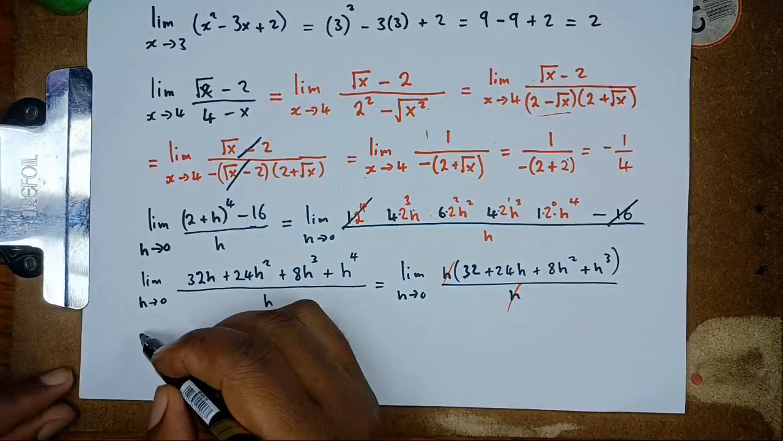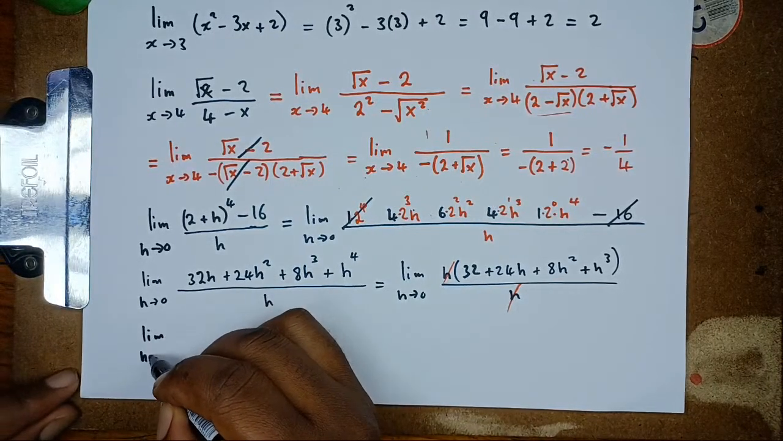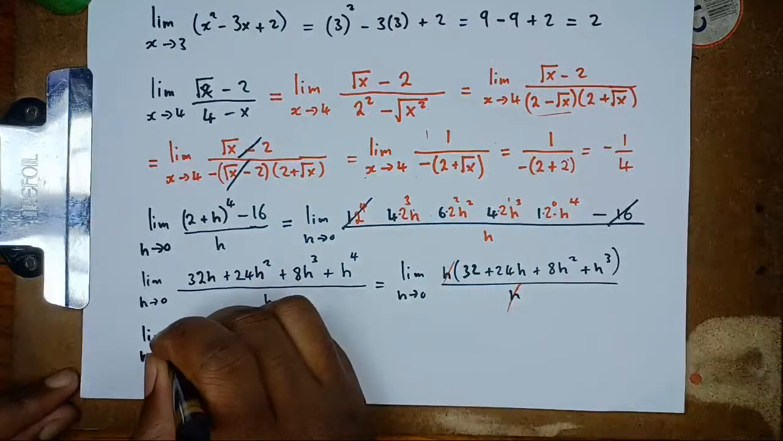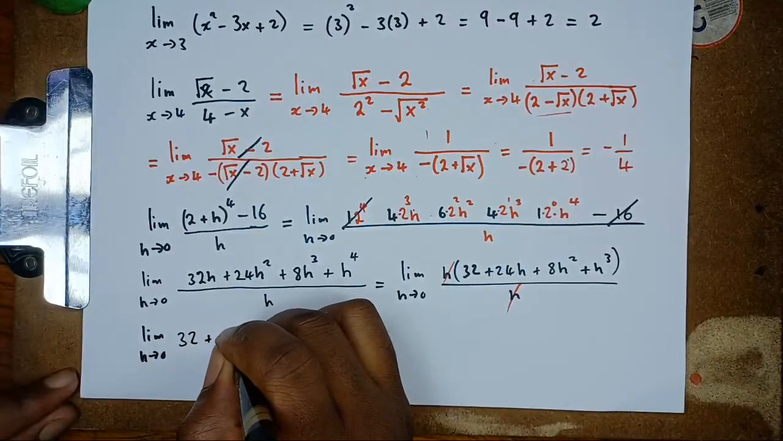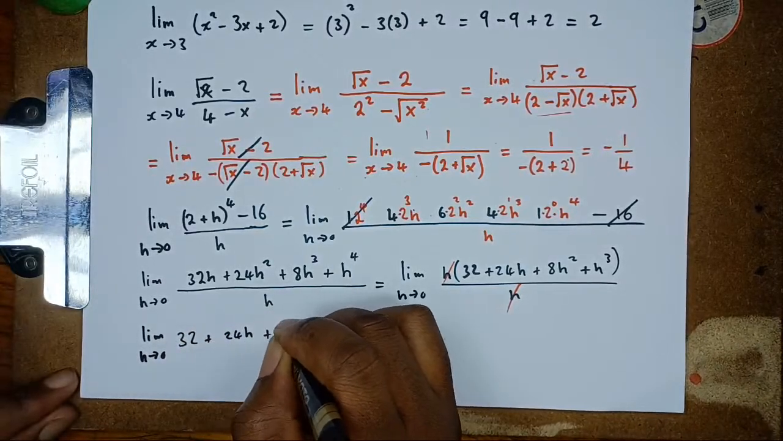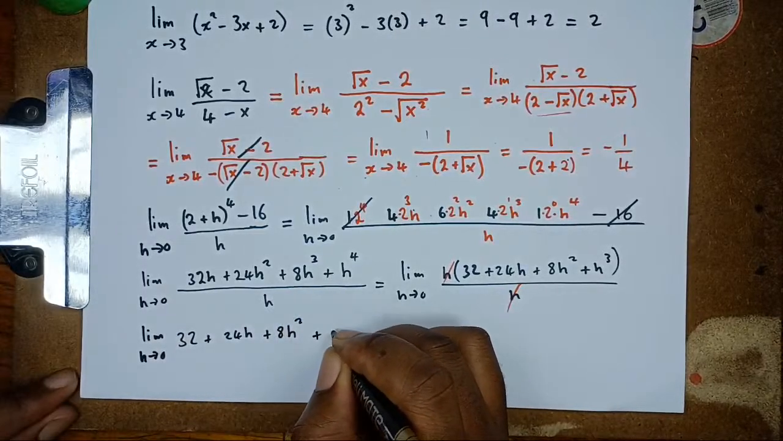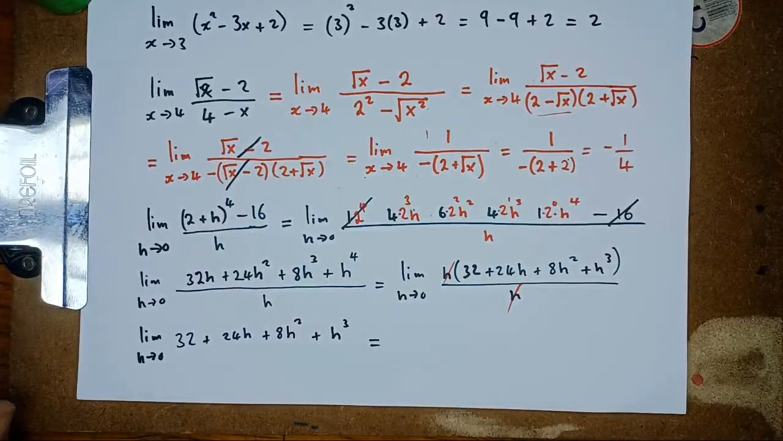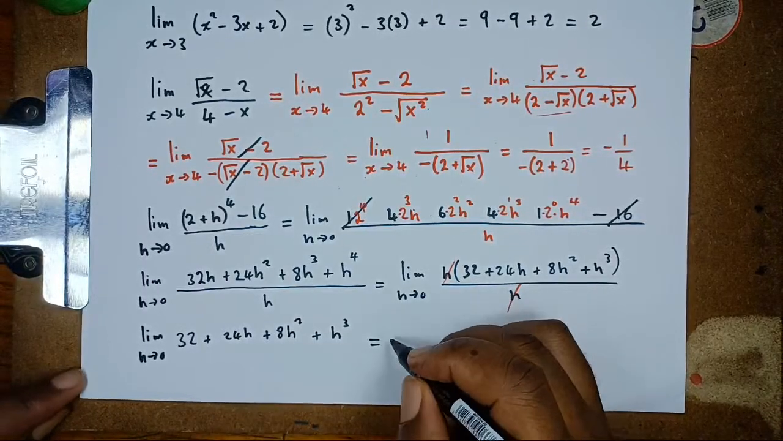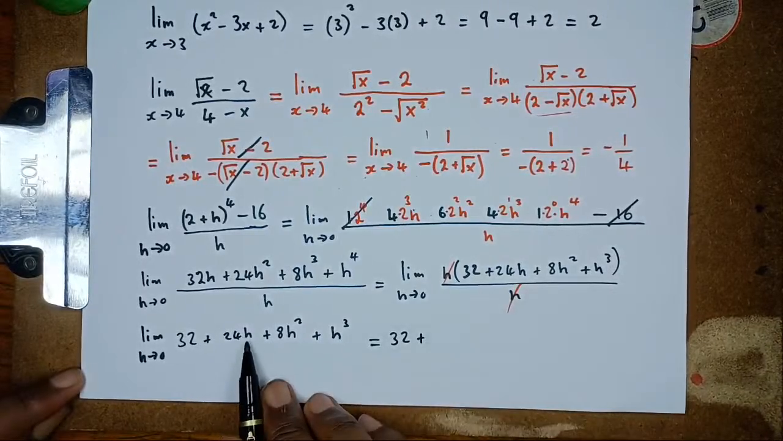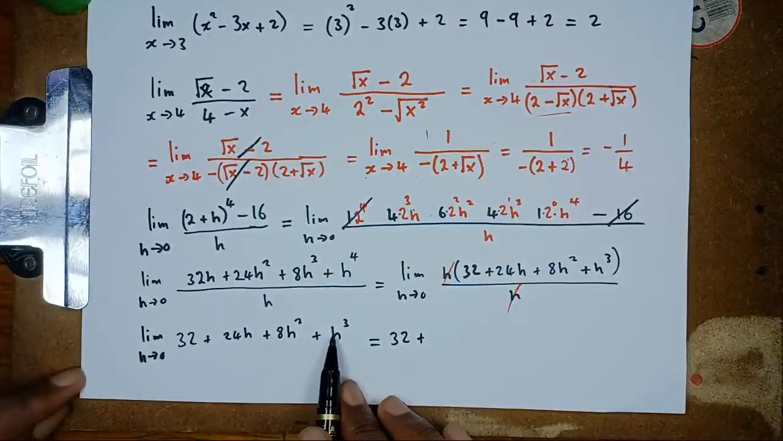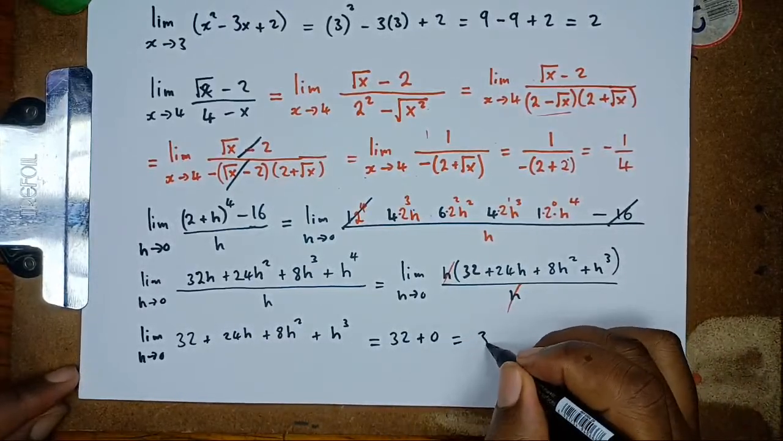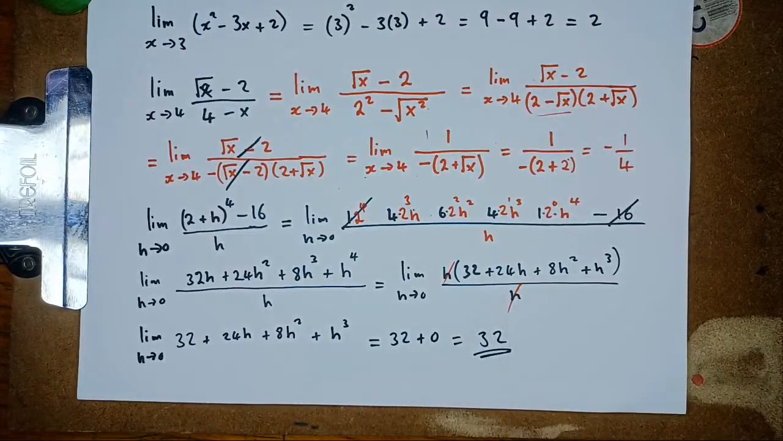So if that's the case, then we have the limit as h approaches 0. So what do we remain with here? Remember, we have 32 plus 24h plus 8h squared plus h cubed. Okay, so if we apply the limit, it means that where there's h, we just replace it with 0. So we have 32 plus, we put a 0 there, 0, put a 0 there, 0, put a 0 there, 0. So it will be 0 plus 0 plus 0, which is just 0. And this just results to 32. So that's our final result.